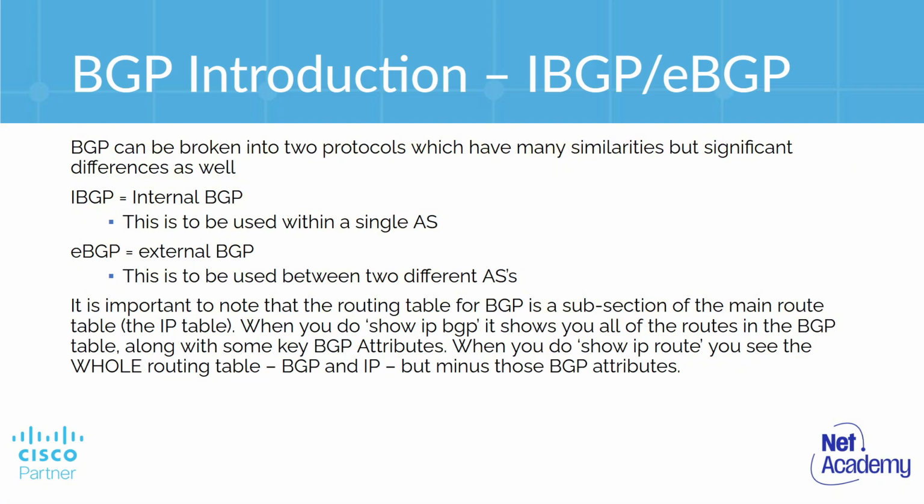And then when you do a show ip route, it will include the BGP routes. However, it will include all the IP routes: connected, static, OSPF, EIGRP, BGP, whatever you happen to have. However, those BGP routes will, generally speaking, be missing those key BGP attributes that you get in the BGP table. So there are definitely distinct times when you want to do a show ip bgp and distinct times when you want to do a show ip route. They give different information, even though they're directly related.